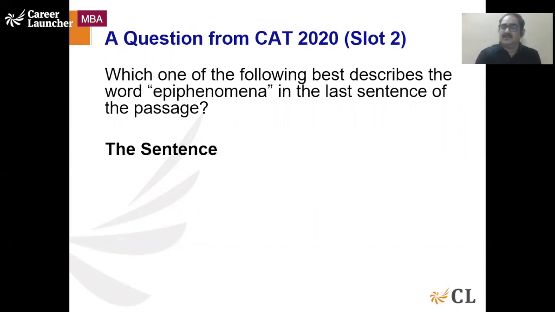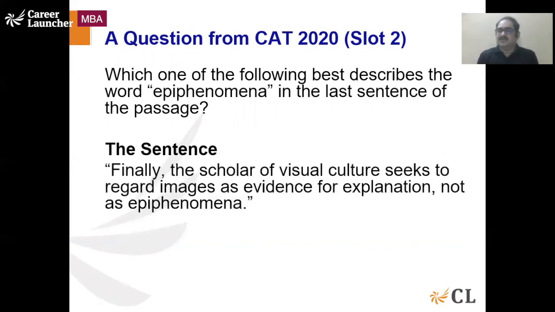Well, again, this is a context-based question, and the given sentence is this: Finally, the scholar of visual culture seeks to regard images as evidence for explanation, not as epiphenomena. It means I don't need this is what the author is saying.